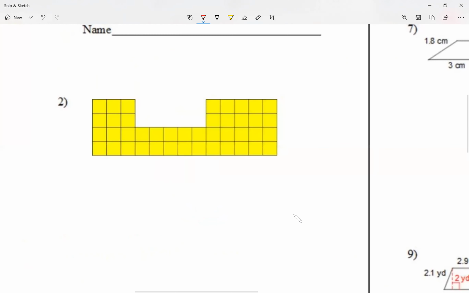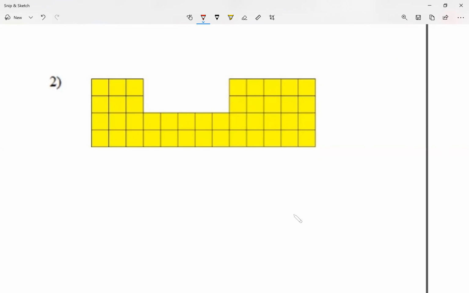Now, question number 2, you might be like, whoa, these are kind of too many. I'm afraid I might get confused. Okay, so if that's the case, break it into smaller sections. What I mean by that is, I'm just going to look at this section right here. I can count the squares, right? It's not too hard. I'm going to count that there are 6 squares.